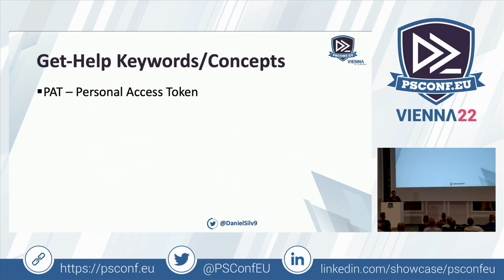As for the keywords and concepts, I'll be using what is called a PAT, or a personal access token, which is an authentication token that we need to use to make the calls against the Azure DevOps API, and it's also what is used by the VSTeam module.